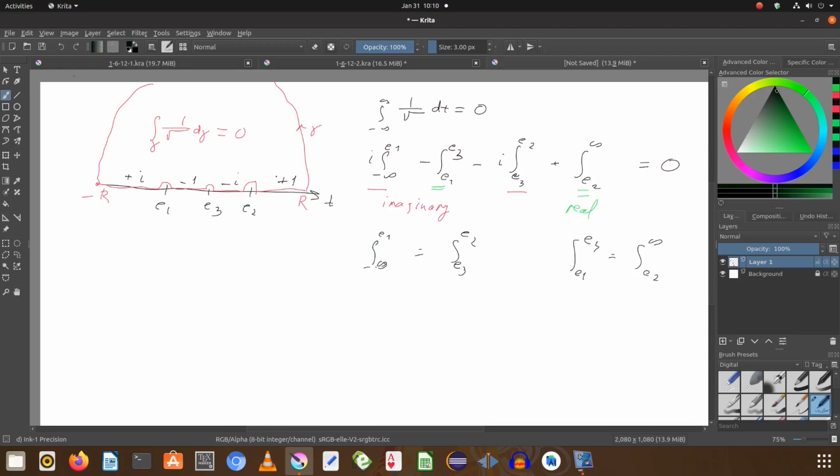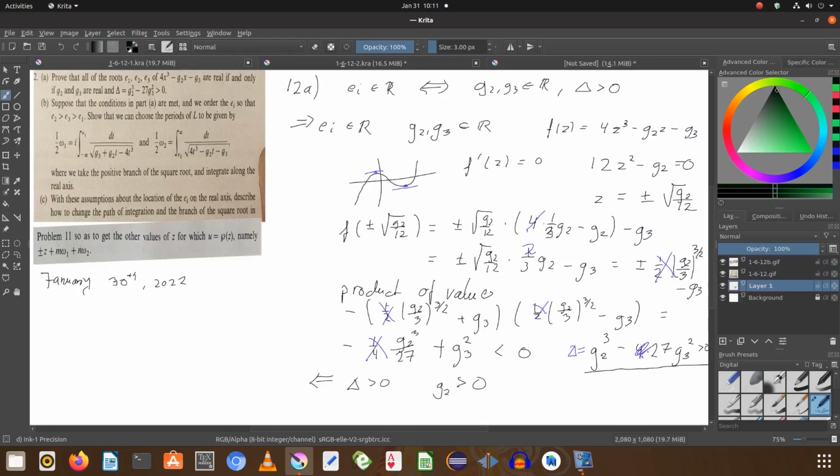So this integral equals a half omega 2, and this I'll just have to check exactly what that was. Minus i.